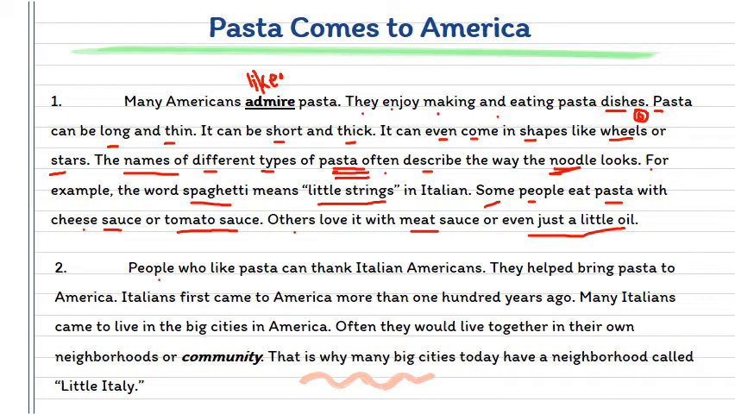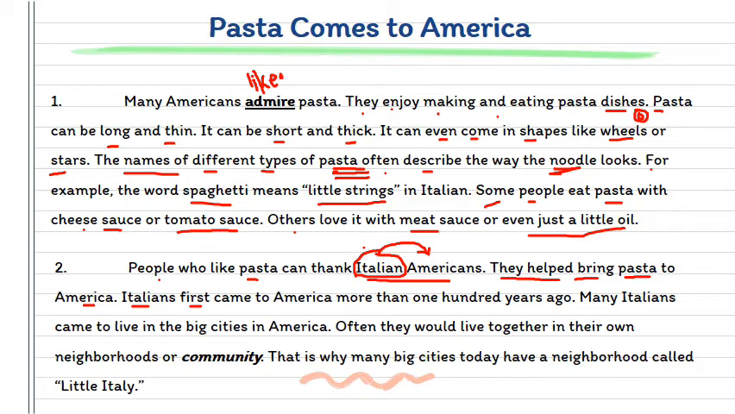Second paragraph. People who like pasta can thank Italian Americans. Italian Americans, these are Italians who came from Italy and moved to America, okay? Just like the lesson Room to Grow. Remember, we have this girl and her family who moved to the United States, I think, or Portland. They moved to Portland. So here we have the same scenario. We have Italian people moved to America. What did they contribute to the community? They helped bring pasta to America.